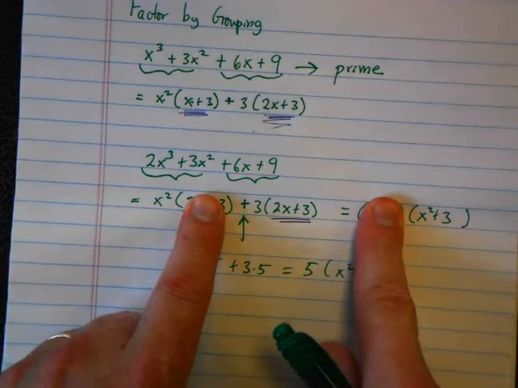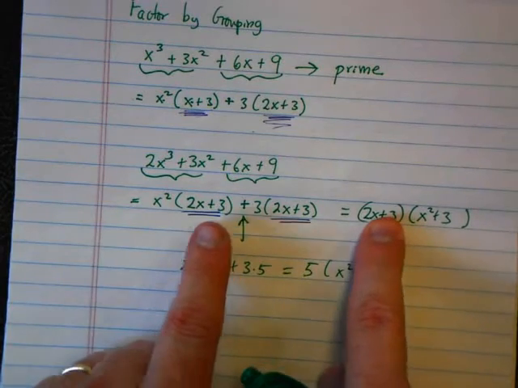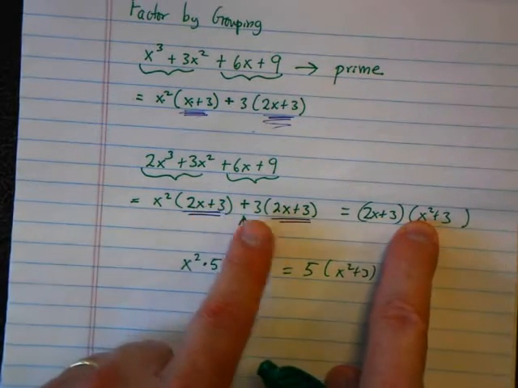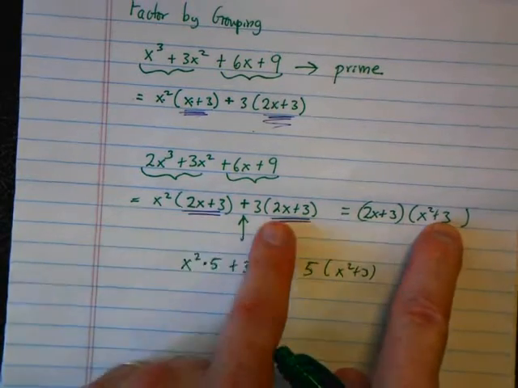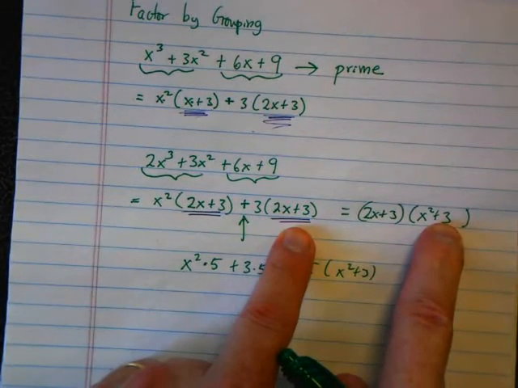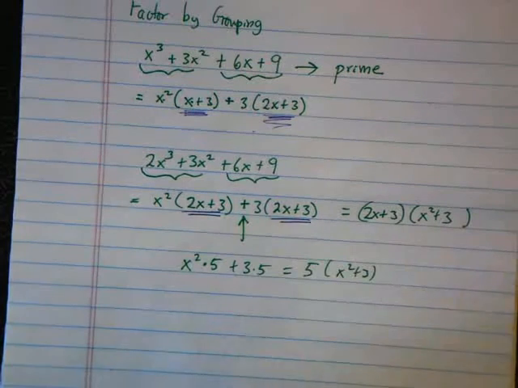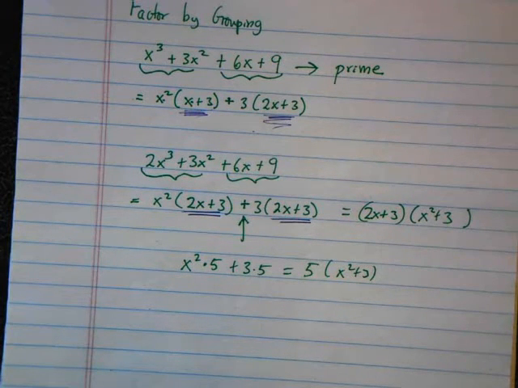So now think of doing FOIL. You would take 2x plus 3 and multiply it by x squared. That gives you this one. And then you would take 2x plus 3, multiply it by 3. That gives you that one. So not a squared there. There's only one of them that comes out. Other questions on that one?